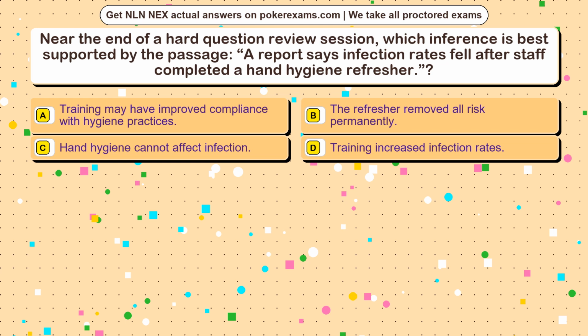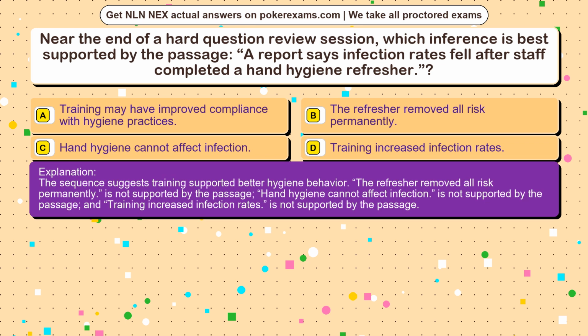The correct answer is option. The sequence suggests training supported better hygiene behavior. The refresher removed all risk permanently, is not supported by the passage. Hand hygiene cannot affect infection, is not supported by the passage, and training increased infection rates, is not supported by the passage.